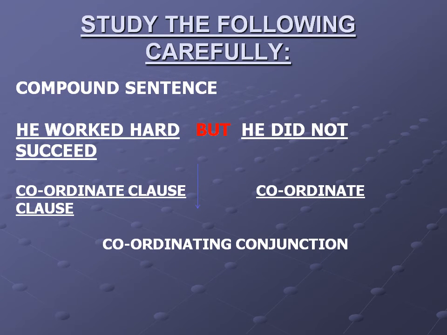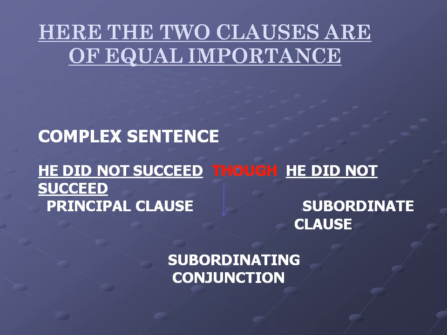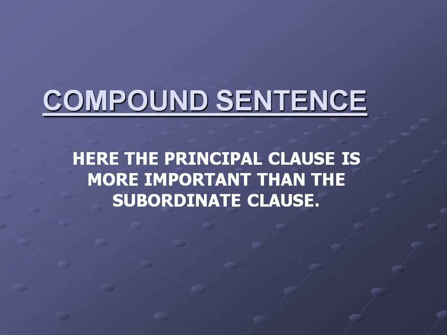Study the following carefully. Compound sentence. He worked hard, but he did not succeed. Coordinate clause, coordinating conjunction. Here, the two clauses are of equal importance. Complex sentence. He did not succeed, though he worked hard. Principal clause, subordinate clause, subordinating conjunction. Here the principal clause is more important than the subordinate clause.